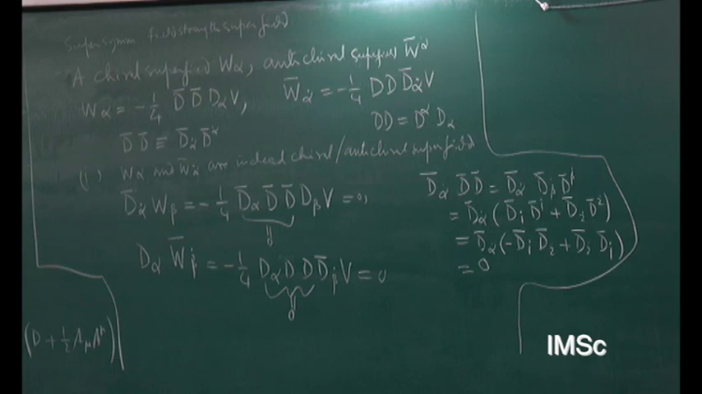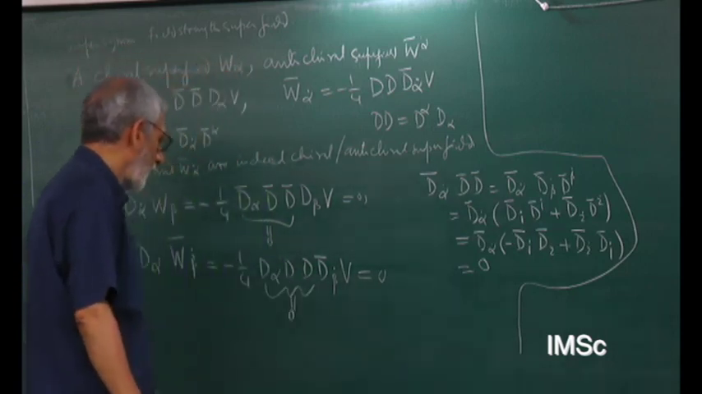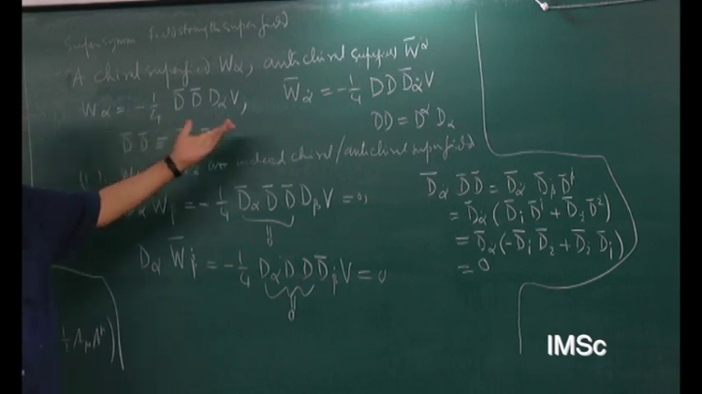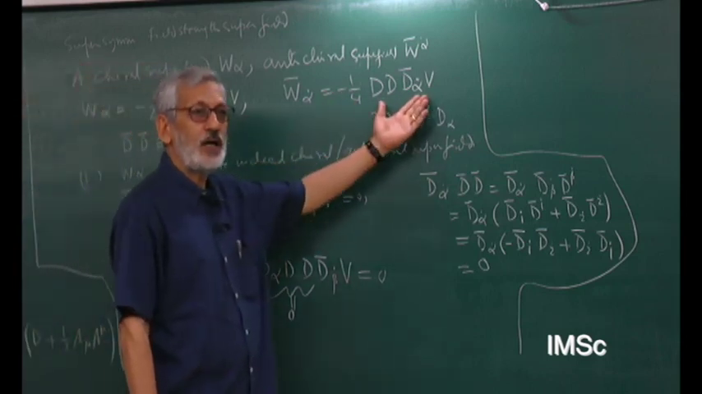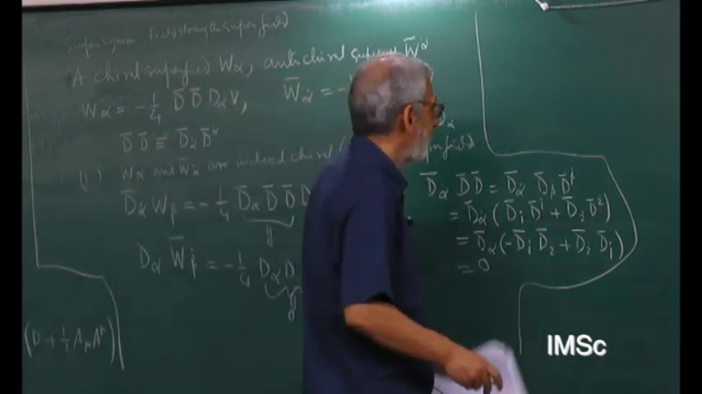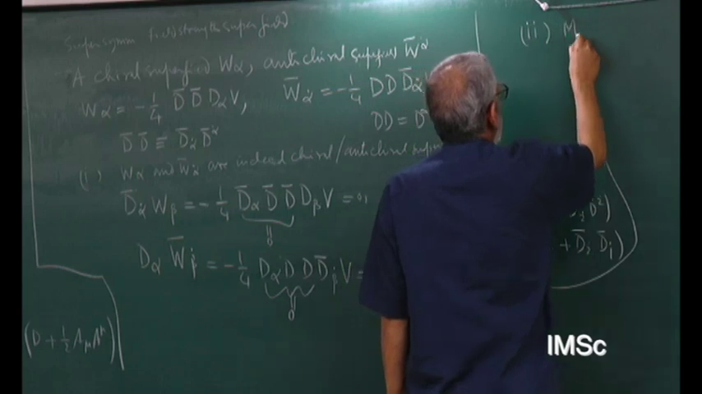Only non-zero value it will have on a function which is 3 theta bars, and that is also 0. Alright. So which means W alpha is a function of only y and theta, and W bar is a function of y bar and theta bar. So that's one property.